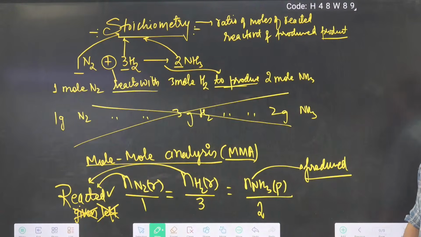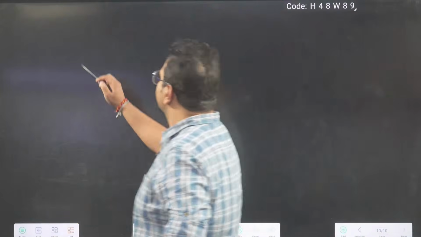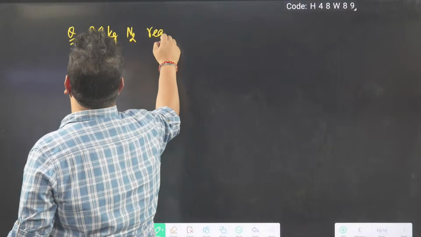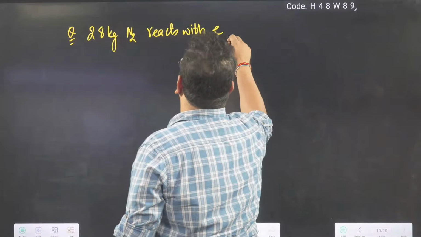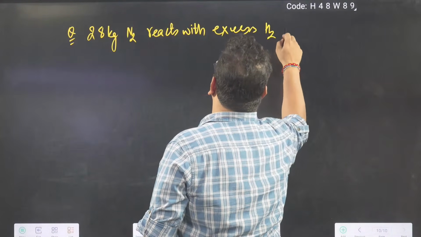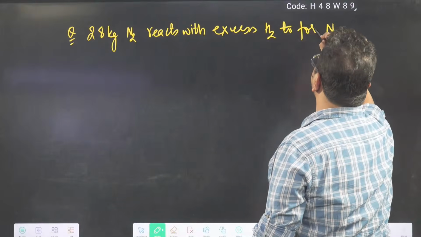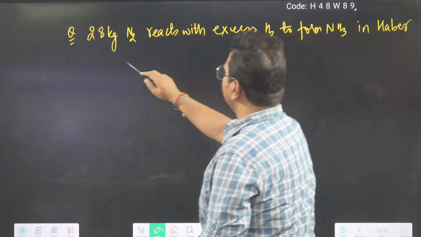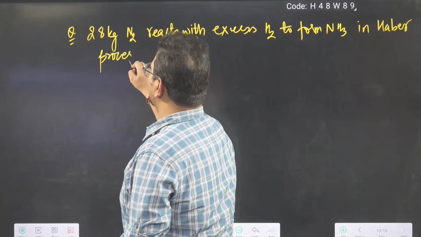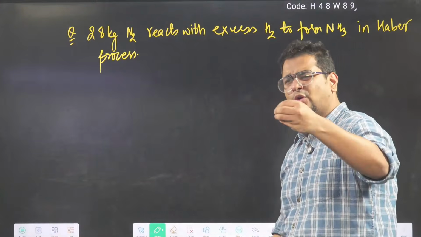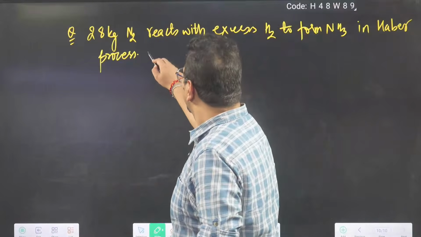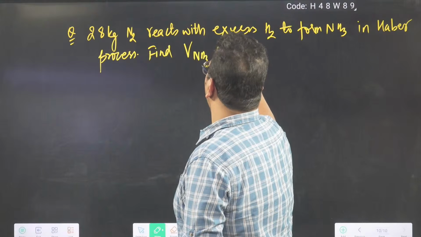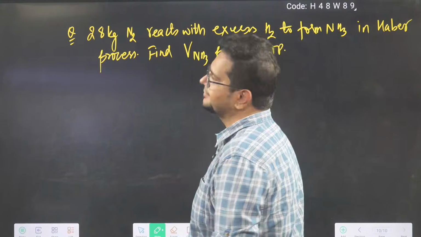Shall we start the question now? The question is: 28 kg nitrogen reacts with excess hydrogen to form ammonia in the Haber process. The name of the process doesn't matter, the question will always give some extra information just to confuse you. In the Haber process, find the volume of ammonia produced at STP.